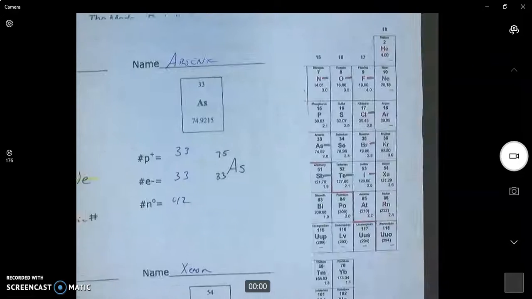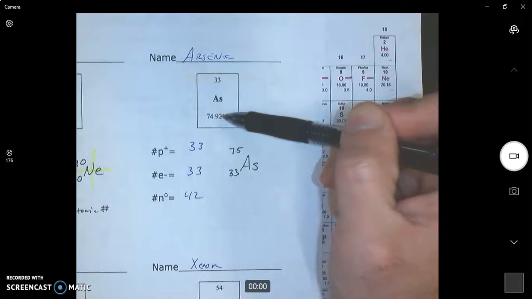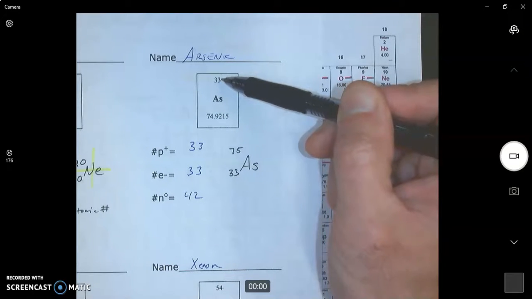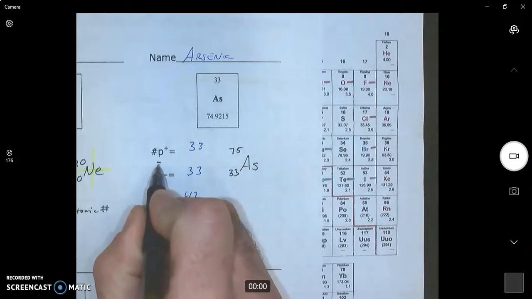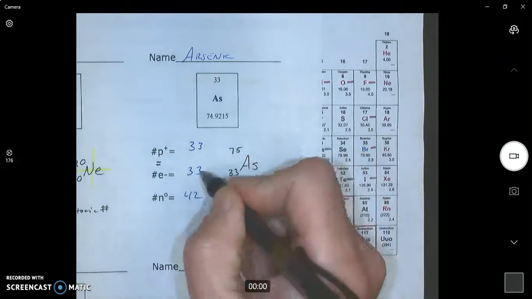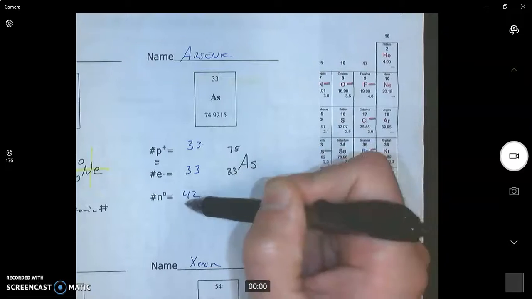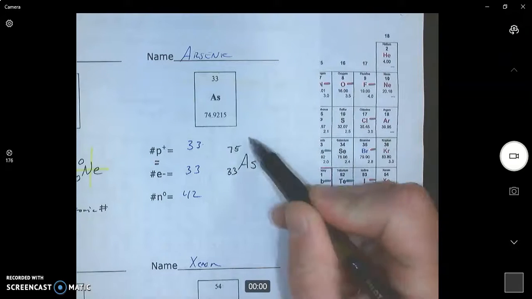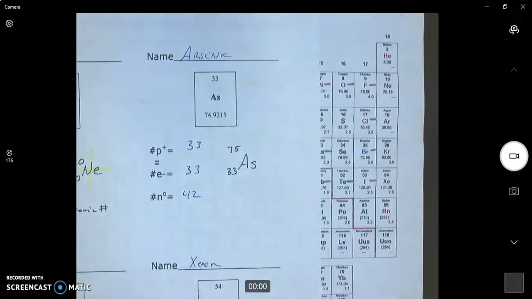Let's do the same thing for arsenic. Arsenic had 33 and 74.9215. 33 is our atomic number, so that's how many protons we have. It's a neutral atom, so protons is equal to electrons, so that'll also be 33. And then we take the mass number minus the atomic number to get 42 neutrons. The arsenic nuclear symbol would be arsenic 75 top left, 33 bottom left.